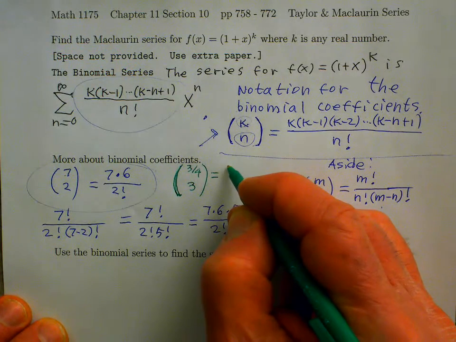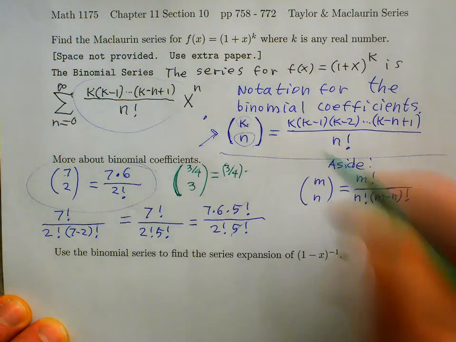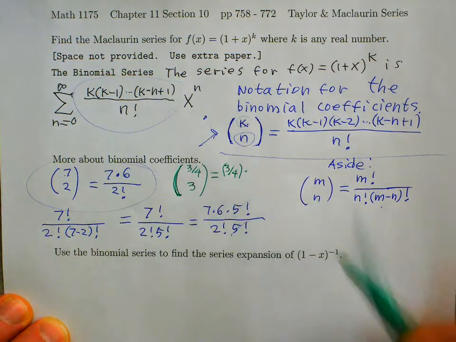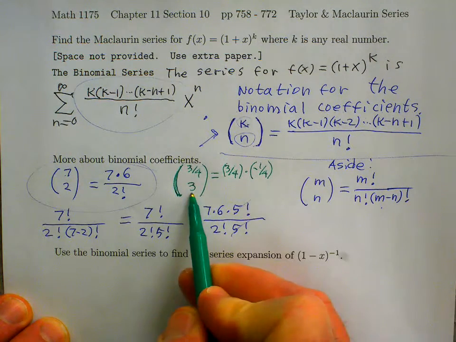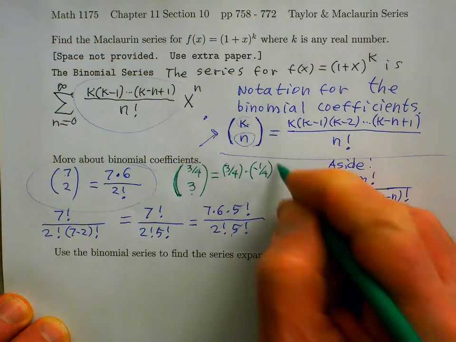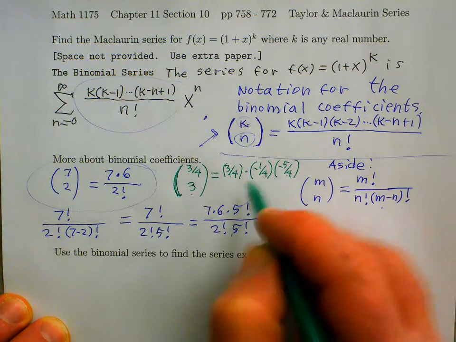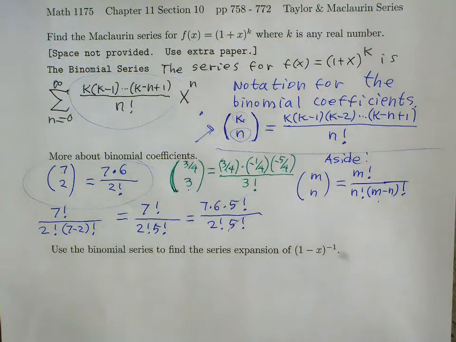Well, in the numerator, we start with 3/4. Then we multiply that by 3/4 minus 1. 3/4 minus 1 is negative 1/4. Well, the denominator determines how many factors we need. So the next number is negative 1/4 minus 1, which is negative 5/4. And now that I have 3 factors, the denominator is 3 factorial. Might take a little getting used to, but it's not so bad if you practice it a little bit.